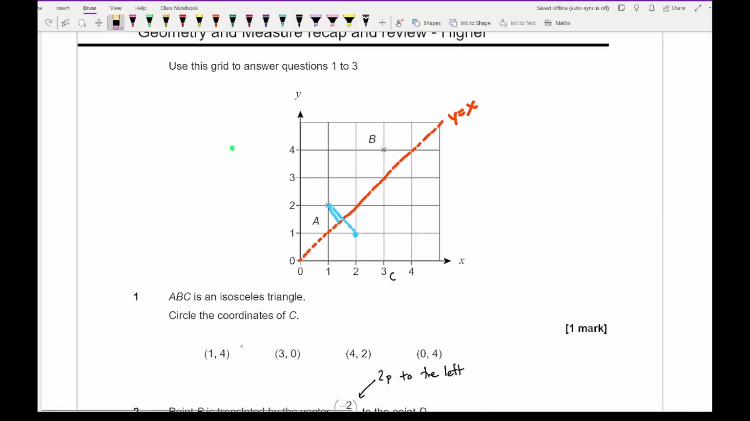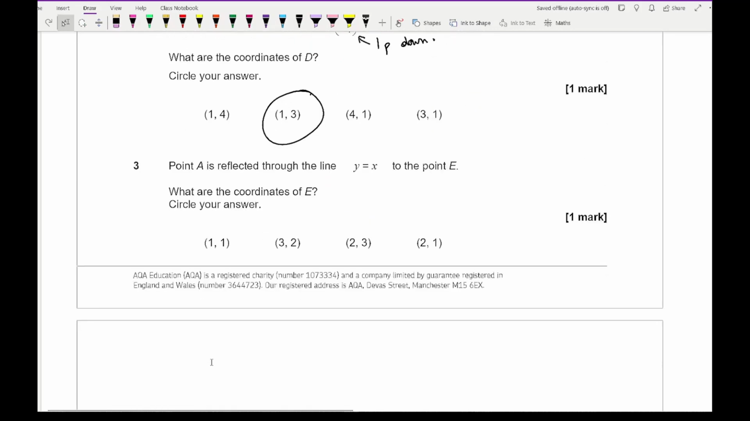And so the coordinate of D is going to be, and I don't know why I'm doing that, it's just to make it a little bit neater. So this point here is going to be the reflected point, and what's this coordinate? Well, it's 2, 1. And that's our fourth option.